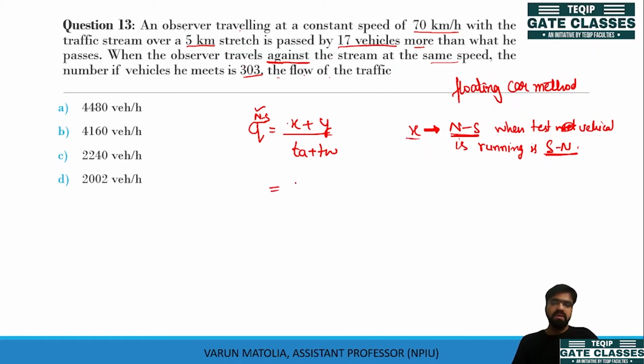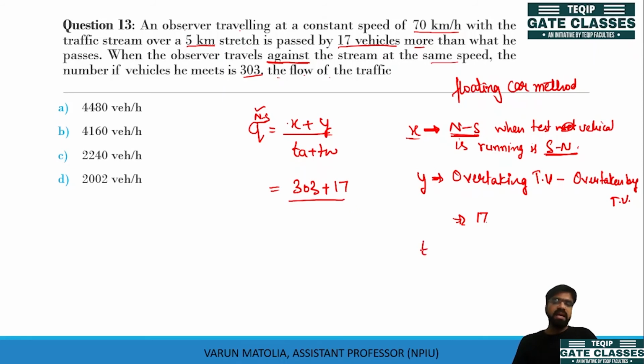So we have x value as 303 plus. What is y? Number of vehicles overtaking the test vehicle minus number of vehicles overtaken by the test vehicle. So we have the total number as 17. So we can write it as 17.